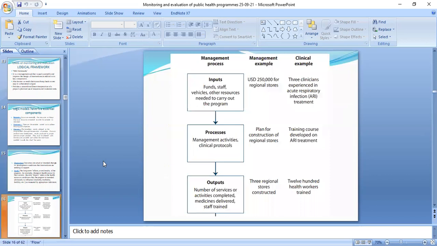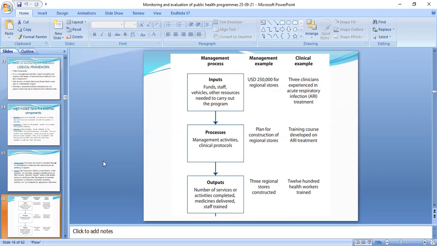Now here is a flowchart diagram of a logical framework of acute respiratory tract infection example, with management and clinical examples. The first level is the input, in which funds, staff, vehicles, and other resources needed to carry out the program are utilized. In the management example for acute respiratory infections, a fund of $250,000 for regional stores is required, and in the clinical example, the staff required is 3 clinicians experienced in acute respiratory infection treatment.